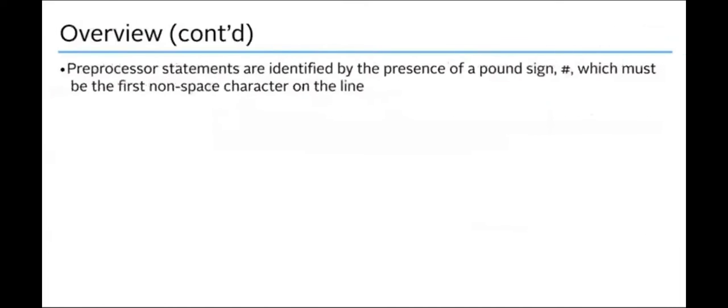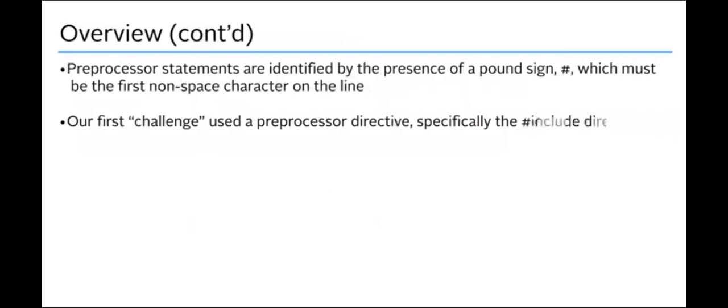One of the big ones that we are going to talk about is the include. The way that you can identify preprocessor statements in your source code is they have a pound sign before them. So they have that number sign, and that has to be the first non-space character on the line in order to be a preprocessor command, also known as a preprocessor directive.